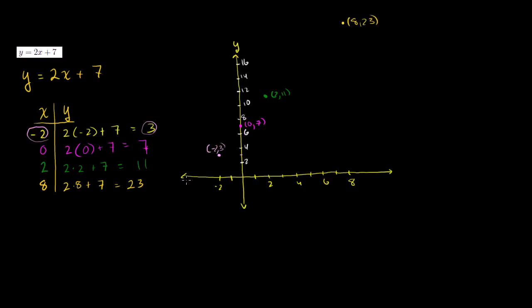And then if we connect the dots, you'll see a line form. So let me connect these dots. I've obviously hand drawn it, so it might not be a perfectly straight line. But if you had a computer do it, it would be a straight line.